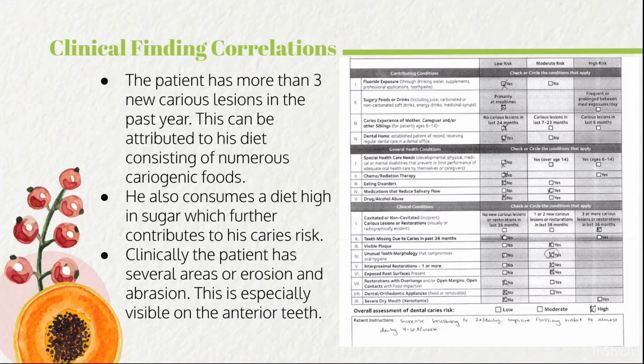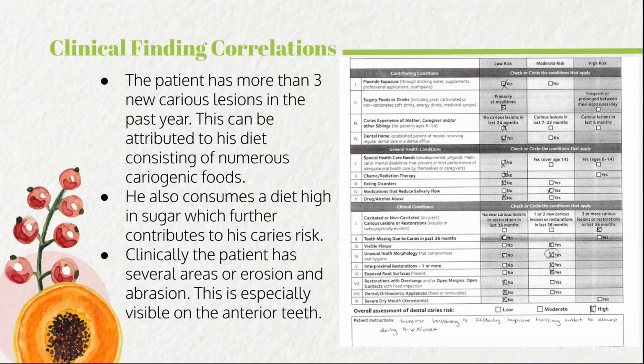So the patient has 3 or more new caries in the past year. This is attributed to their diet, which consists of numerous carcinogenic foods. They also consume a diet high in sugar, which further contributes to their caries risk. And clinically, the patient has several areas of erosion and abrasion. This is especially visible on the anterior teeth.